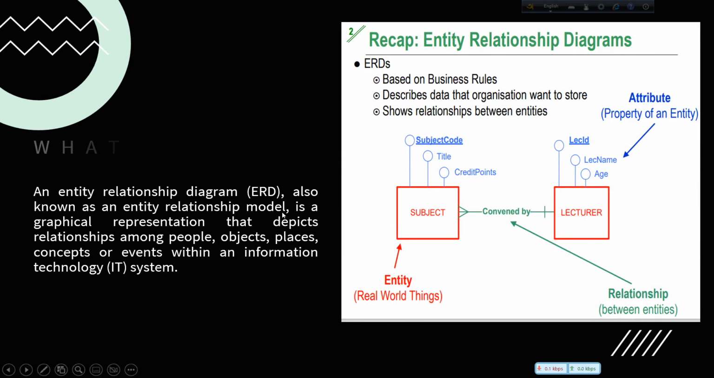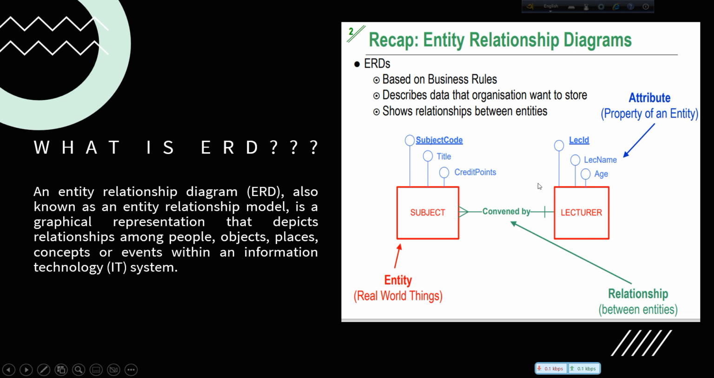In the ERD diagram, first of all, we have to know what an ERD is. As basic information, ERD is the full form of entity relationship diagram. In its base form, an ERD is a graphical representation of tables and charts. The entity relationship model is a graphical representation that depicts relationships among people, objects, places, concepts, or events within an information technology system.